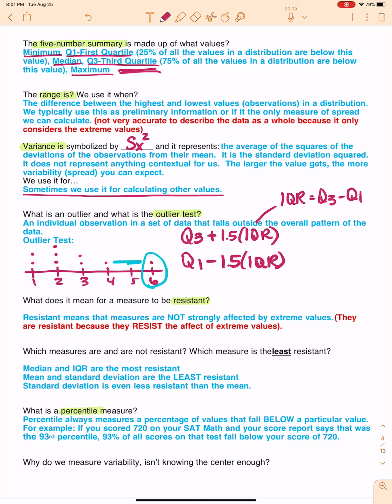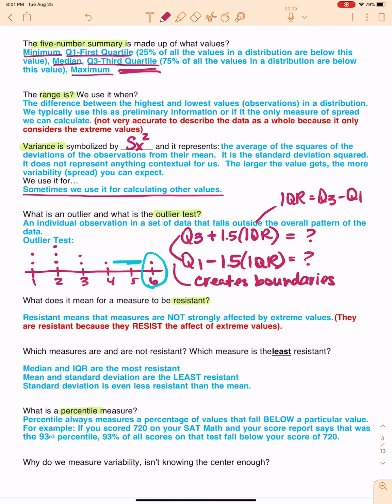All right, now what's going to happen in a set of data when you calculate these things? You're going to get values for them. These values have nothing to do with being a part of your data. These numbers are boundaries, okay? So what the outlier test does is it creates boundaries.